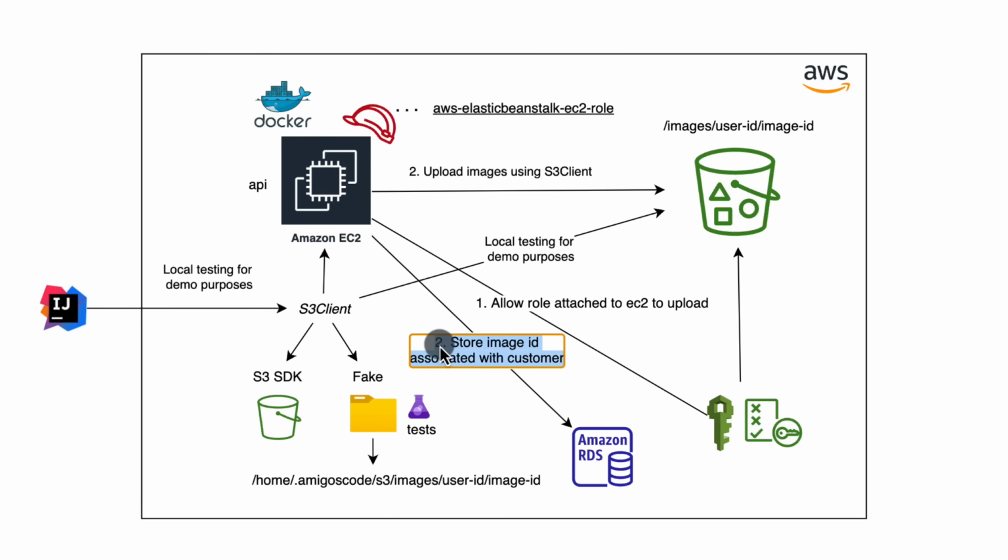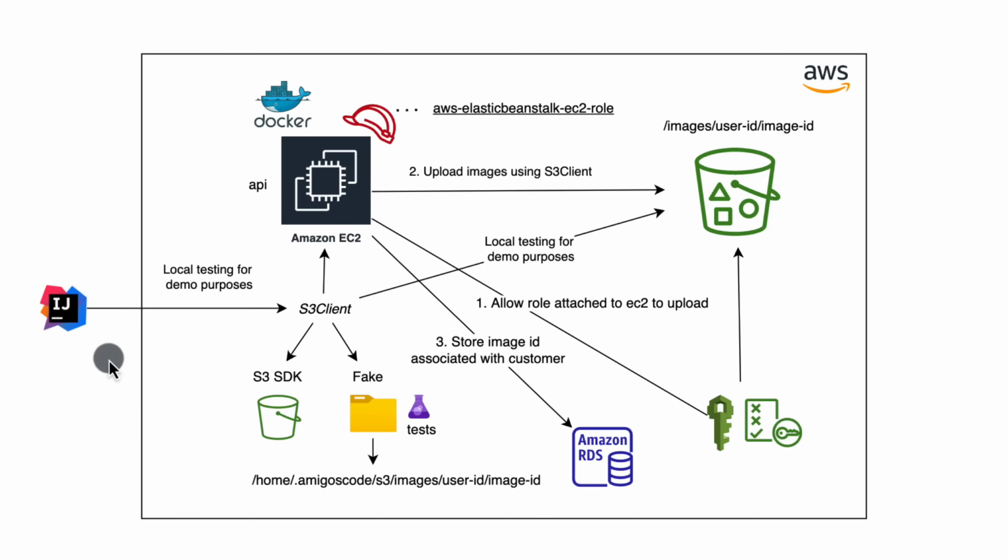And in here, this should be number 3, in fact. Also, what you need to do is store the fact that a customer has an image, so that you can later retrieve the image from the bucket with the corresponding ID.